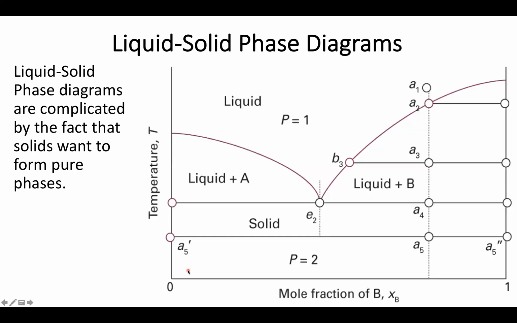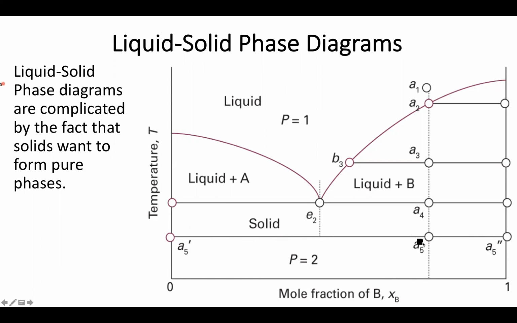B present. And this is really going to essentially complicate our mixture because, for example, if I have a system of, say, composition A5, its natural tendency is going to be to solidify into two separate solids, one that's entirely B and one that's entirely A.